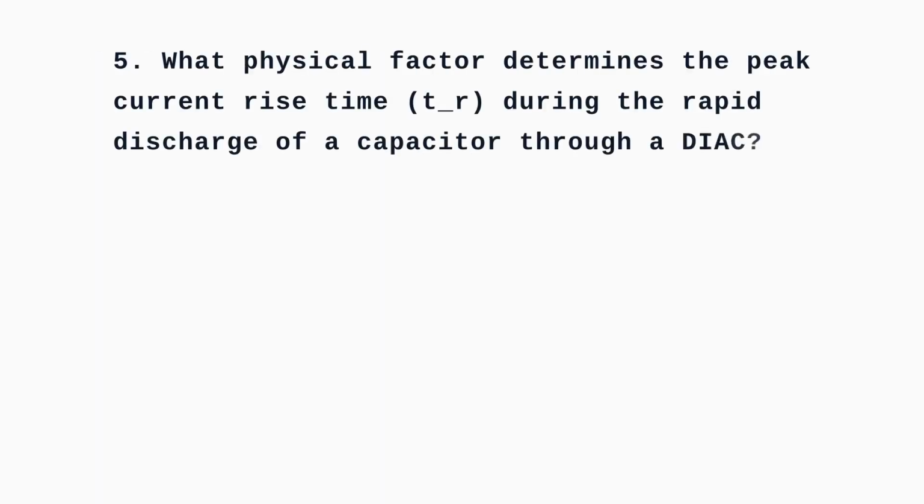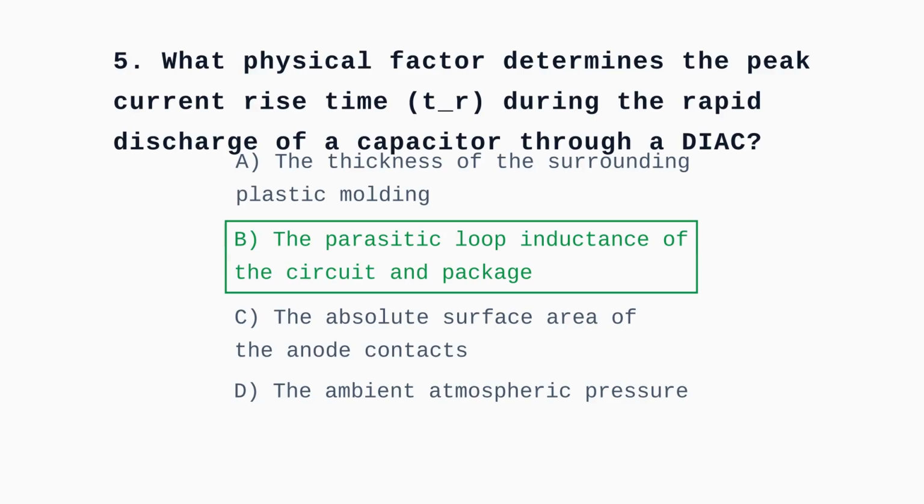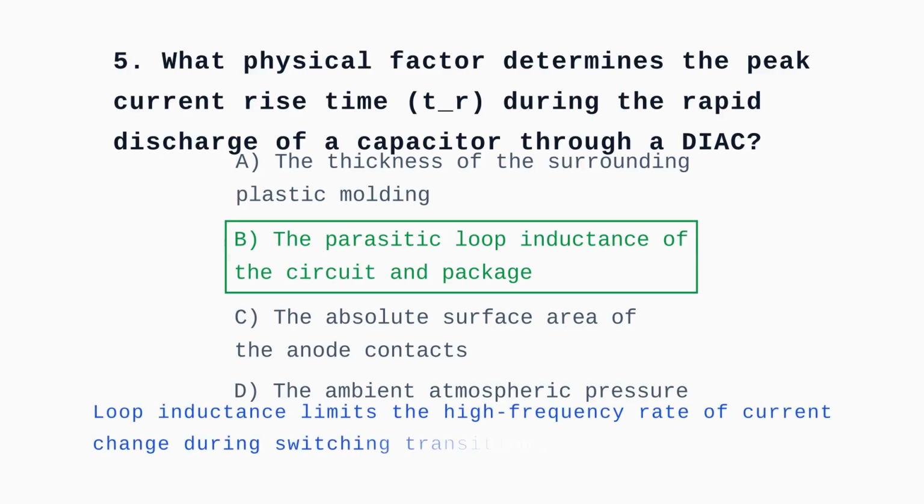Question 5. What physical factor determines the peak current rise time during the rapid discharge of a capacitor through a DIAC? The rise time of the trigger current pulse is heavily governed by the parasitic inductance of both the DIAC package and the physical printed circuit board traces.